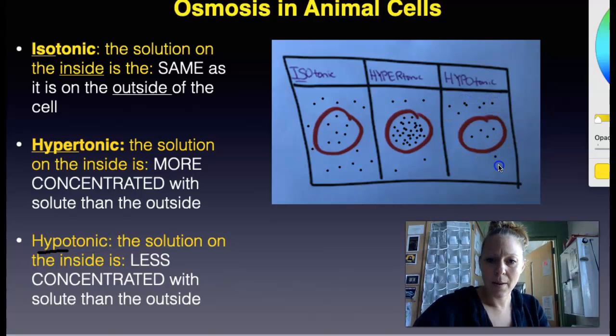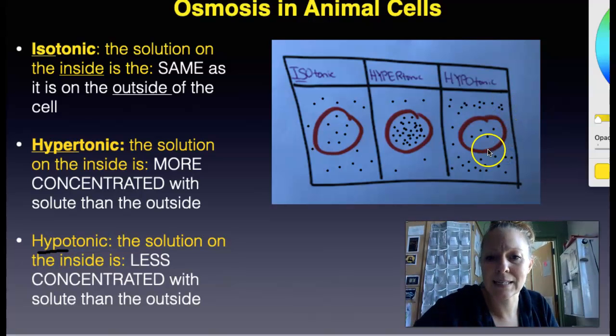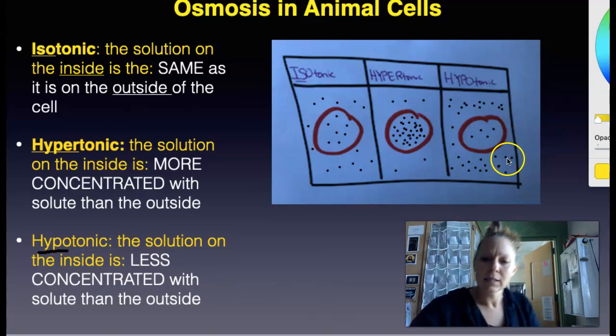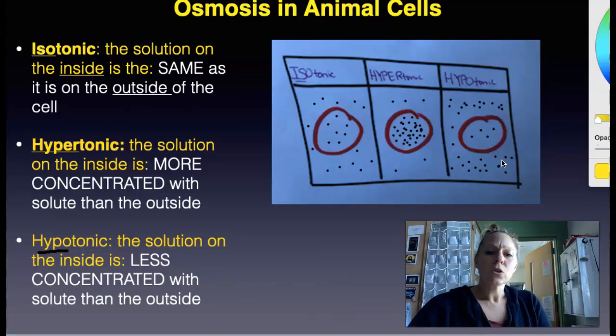And so here, then we put more concentrated solution on the outside. Let's make it quite a bit more concentrated, just to make the point. Here we go. And so that is much more concentrated than the solute on the inside. So the inside is hypotonic to the outside. It is less concentrated.